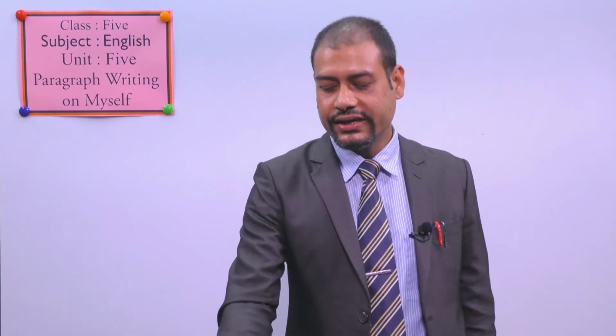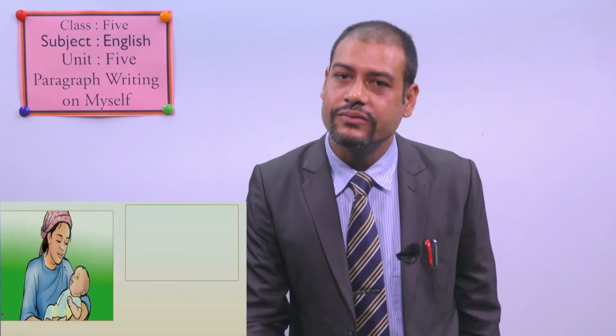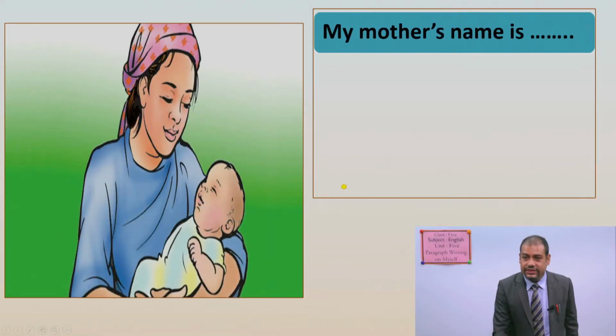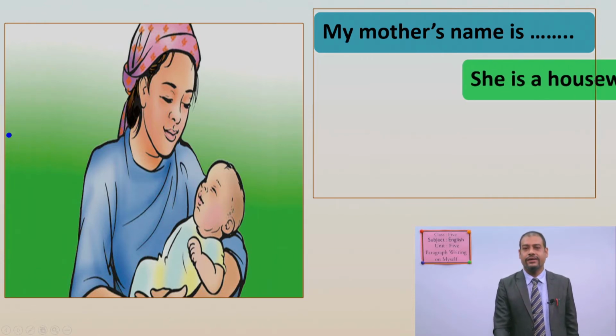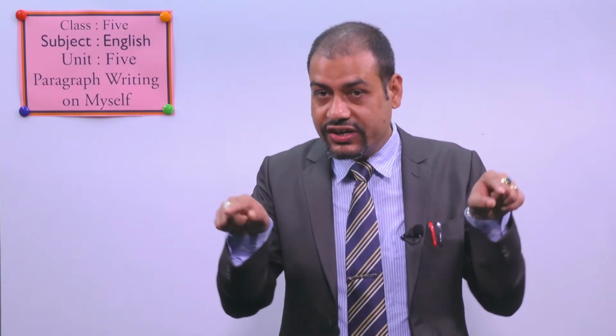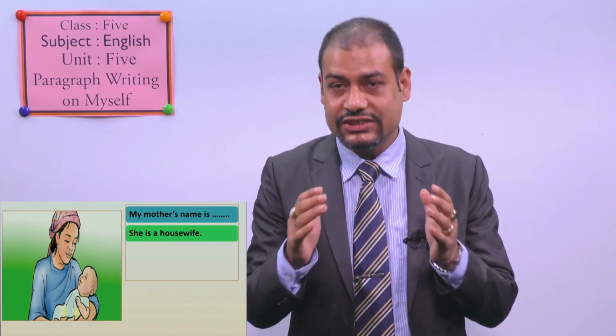Then you can write about your mother also. See, my mother's name, it is written by the student, the girl whom I have already shown you, okay? So my mother's name is, you can write down your mother's name. Then you can write down, see, for example, she is a housewife. Do you know the meaning of housewife? Housewife means our mother generally takes care of our house, you know.